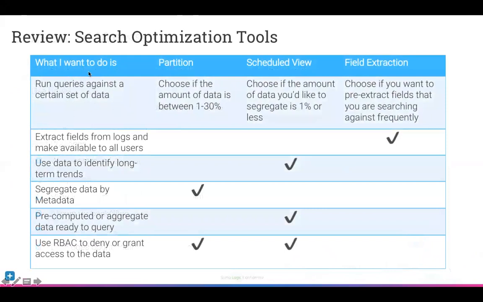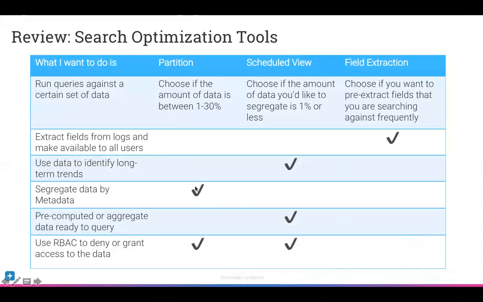But if you want to run queries, here are the different use cases, right? If you need to extract fields from logs and make them available to all users, then you want to be using a field extraction rule. If you want to use data to identify long-term trends, then definitely help yourself with a scheduled view. Create a scheduled view that has pre-aggregated data, and that way your queries are going to be much faster. If you need to segregate your data so that your queries run faster, or so that certain people don't have access to certain data, then definitely segregate it with partitions. That's another great way of using partitions, right?